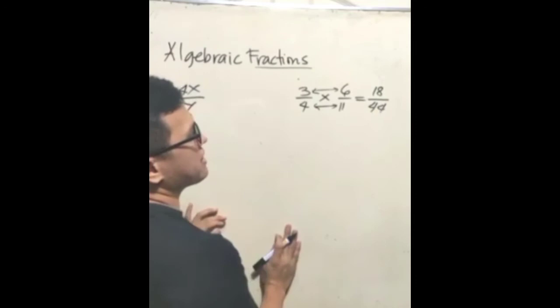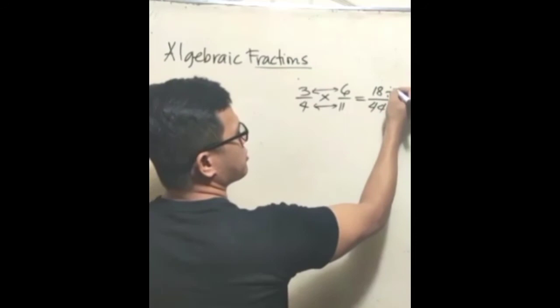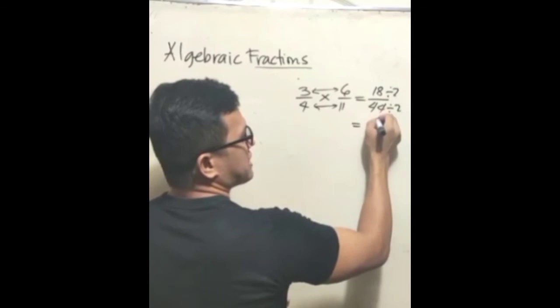May common factor ba si 18 at saka 44? Yes, may common, which is 2. So, i-divide natin sa common, which is 2. 18 divided by 2, that is 9. And then, 44 divided by 2, that is 22. May common pa ba? Wala na. So, ito yung sagot natin.